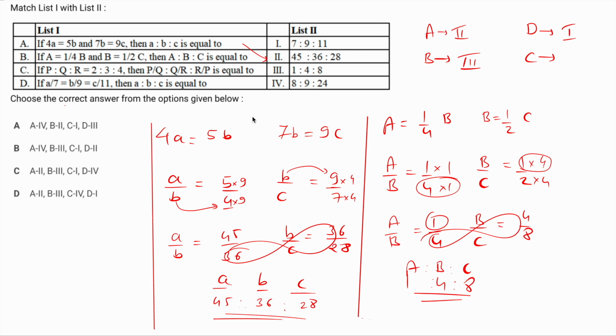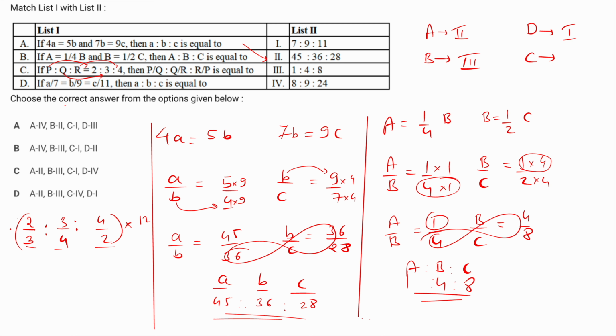So let's solve for the C1. The C1 is P is to Q is to R is 2 is to 3 is to 4. Okay. So for all practical purposes, take P as 2, Q as 3 and R as 4 only for this question. Okay. P upon Q will become P is 2 and Q is 3. Q upon R will become 3 upon 4 and R upon P will become 4 upon 2. Okay. This is the ratio you want. 2 by 3 is to 3 by 4 is to 4 by 2. Multiply everywhere by the LCM of 3, 4 and 2. LCM of 3, 4 and 2 is 12.